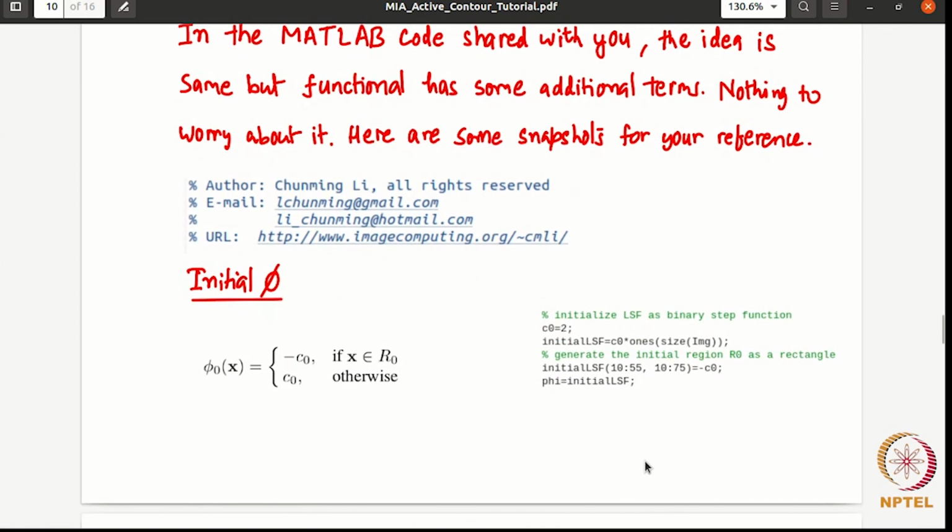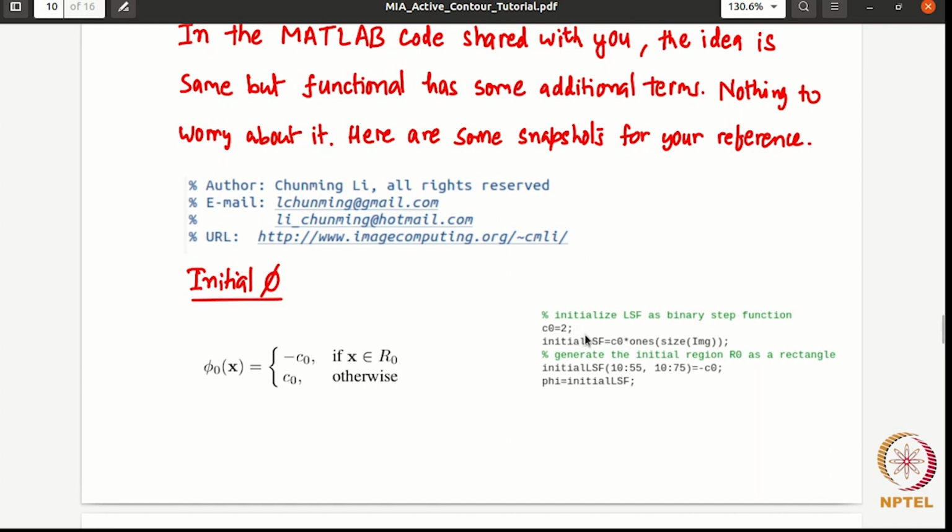So for example, our initial phi, the initial level set, is suppose a binary function. If you have to represent this, you have to write it like this, right? In MATLAB, you can write a binary step function in this way.